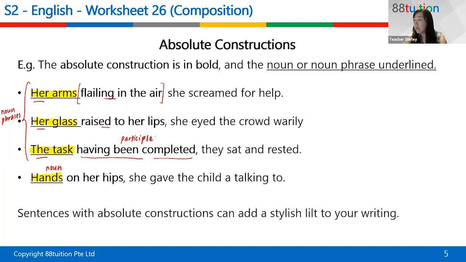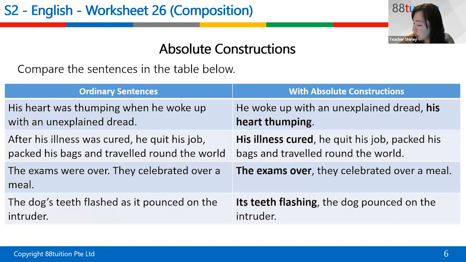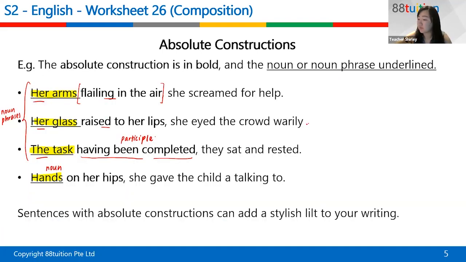Okay, right. Yeah, so we were just talking about constructing absolute constructions, yeah? So the second example, her glass raised to her lips, she eyed the crowd warily. I think we're missing a full stop here. Okay, the task. So we're making the task the subject, having been completed. They sat and rested. So the object is at the back. The subject here, in this case, the sentence is the task. Okay, the task having been completed.